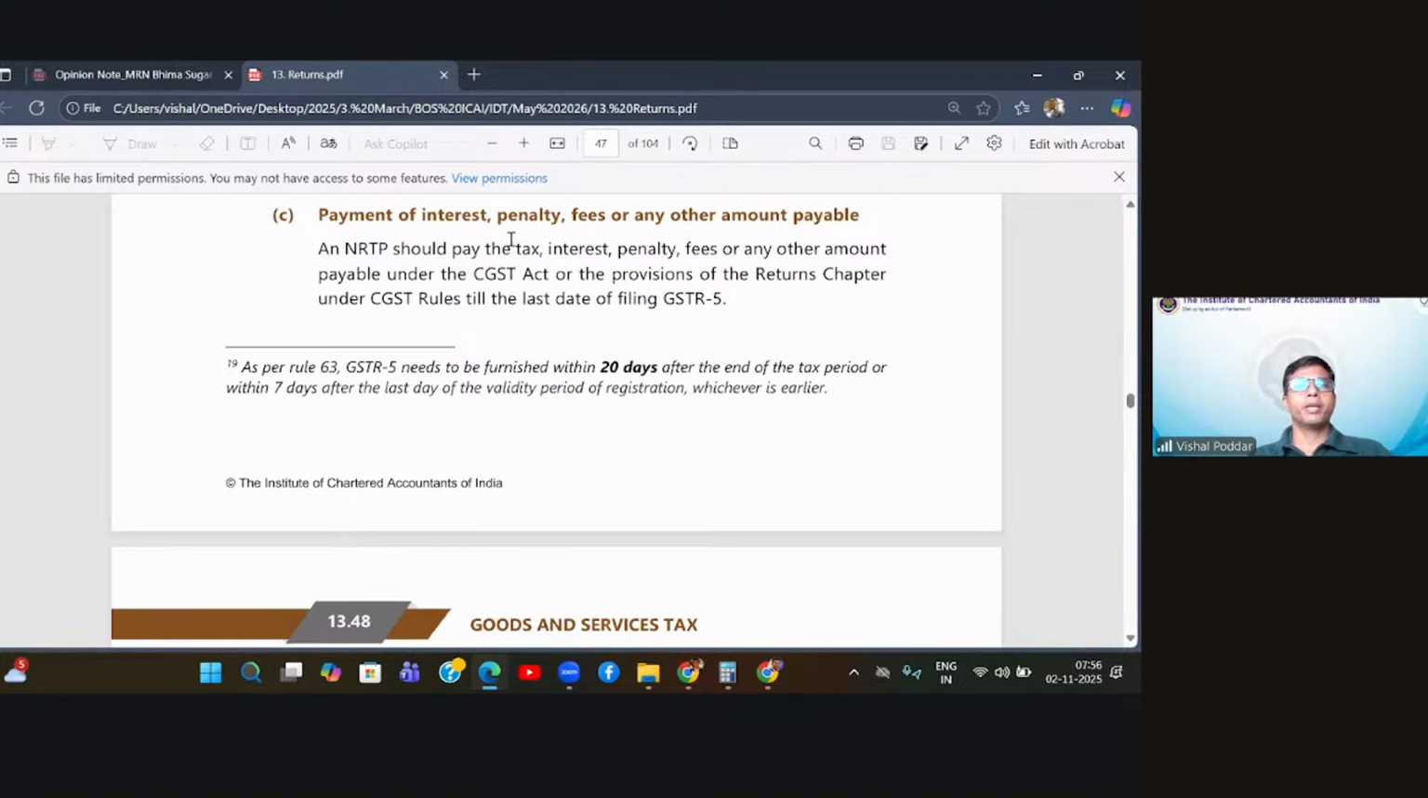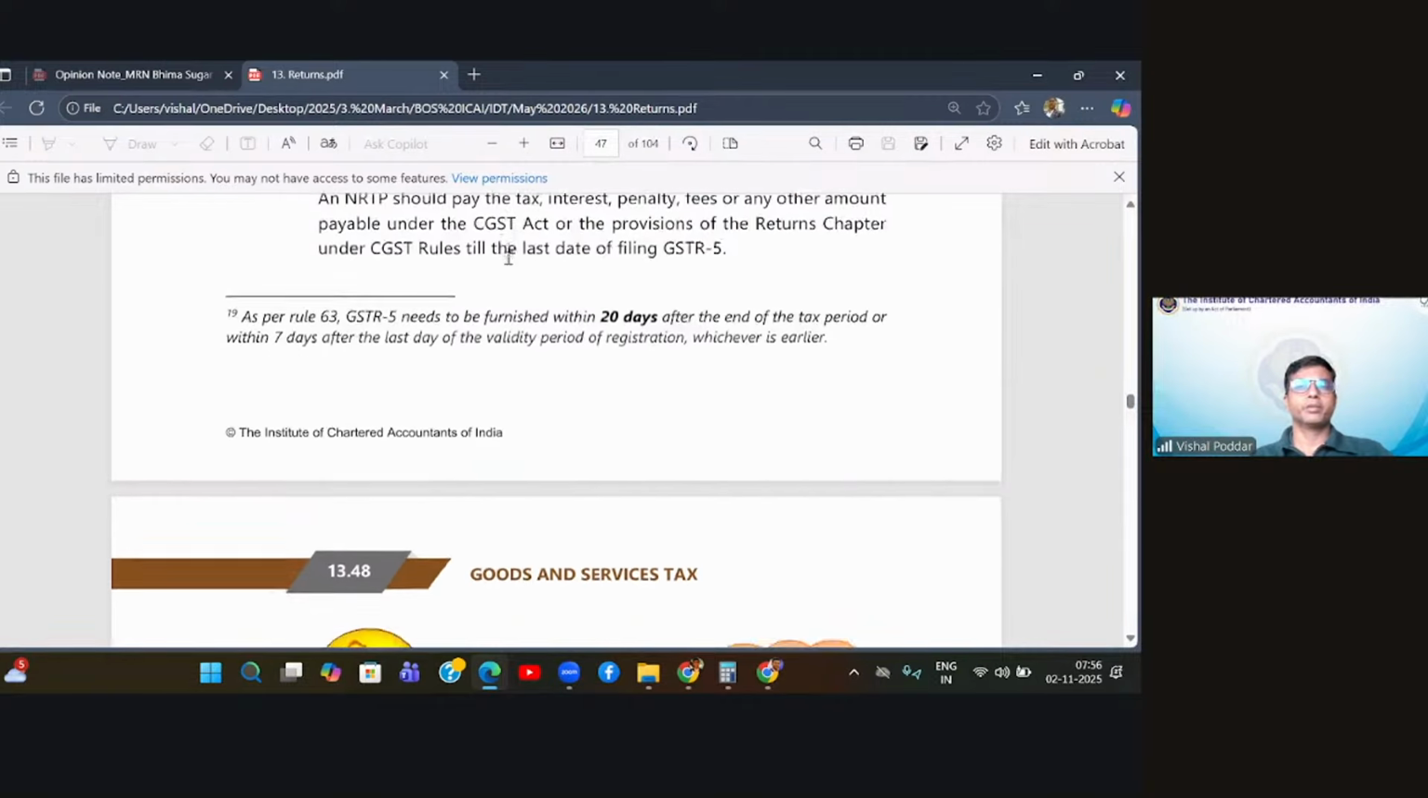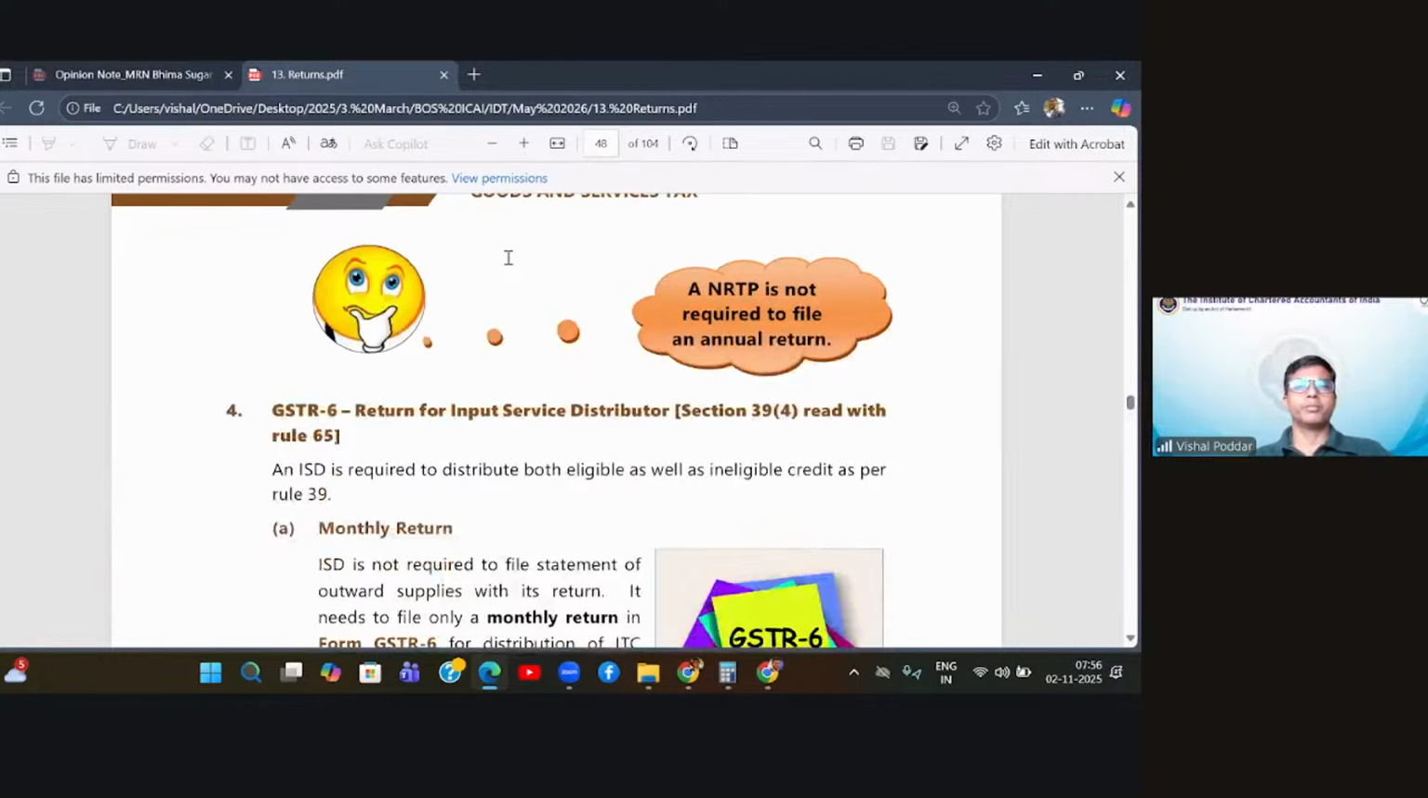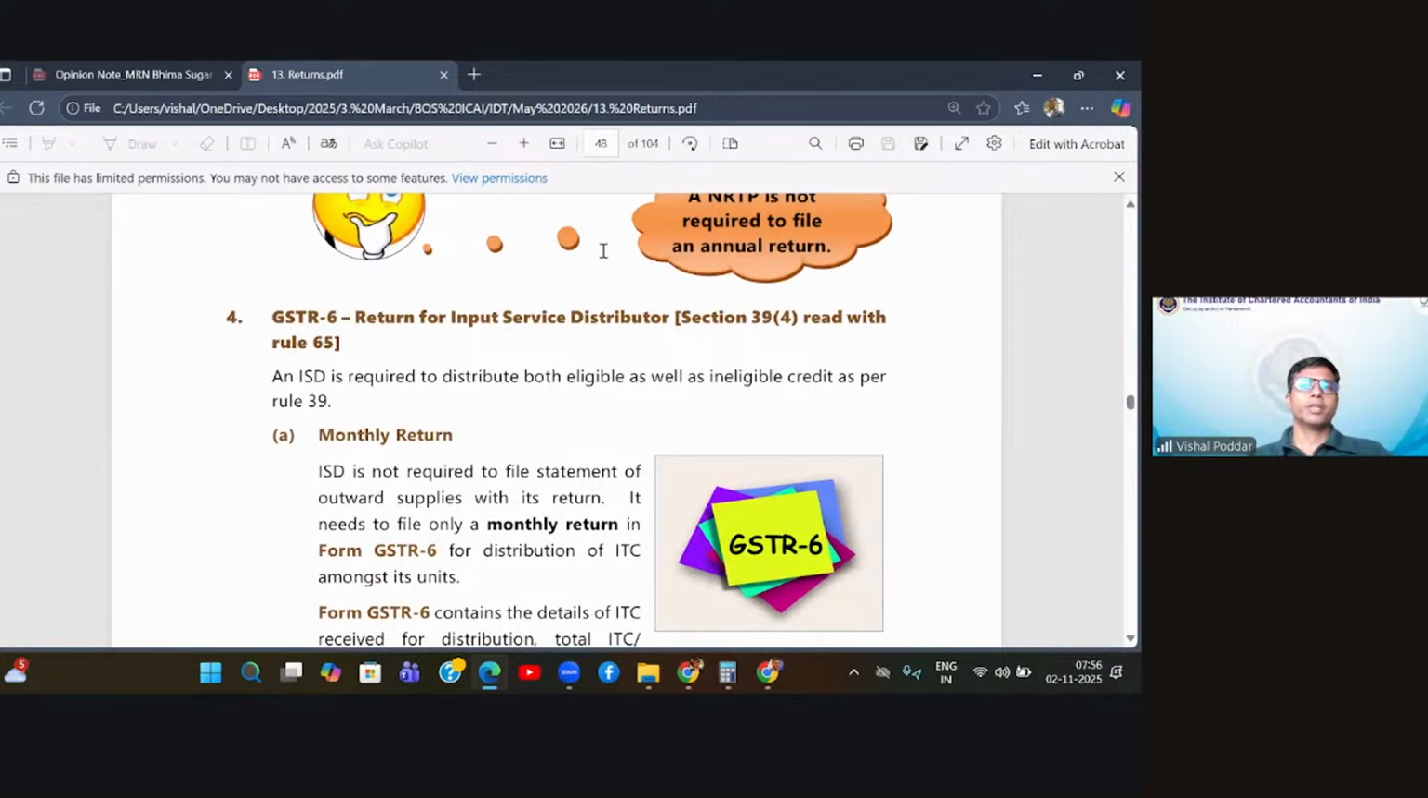Payment of interest and penalty. Any NRTP should pay tax, interest and penalty. That is fine, same like any other dealer. The question is whether an NRTP is required to file any annual return. Logically, no, because by the time the date of the annual return comes, which will be in the next financial year, he is not in India.